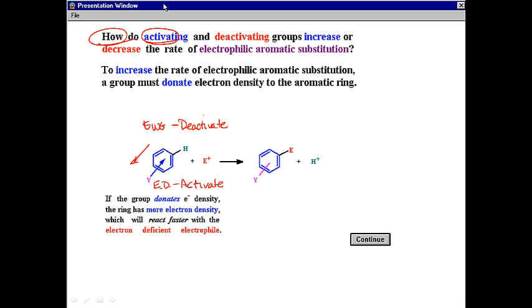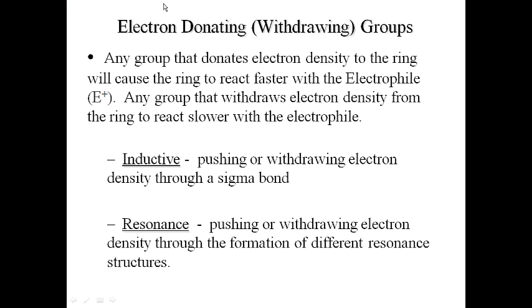How? Well, before we get to the exact how, we need to introduce 2 other terms. Groups can donate or withdraw electron density by 2 mechanisms. One is called an inductive mechanism, and the other is by resonance. Now, inductive means that you push or withdraw electron density through a sigma bond. This is an electronegative effect. For instance, a halogen like bromine withdraws electron density from the ring. This is an electron withdrawing group.